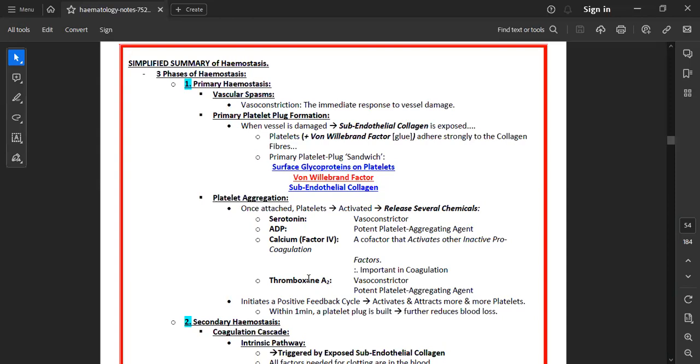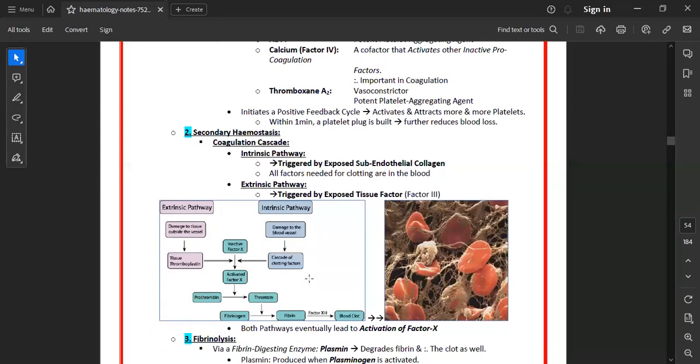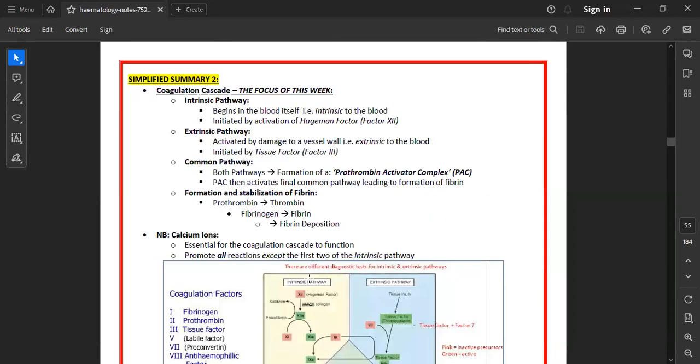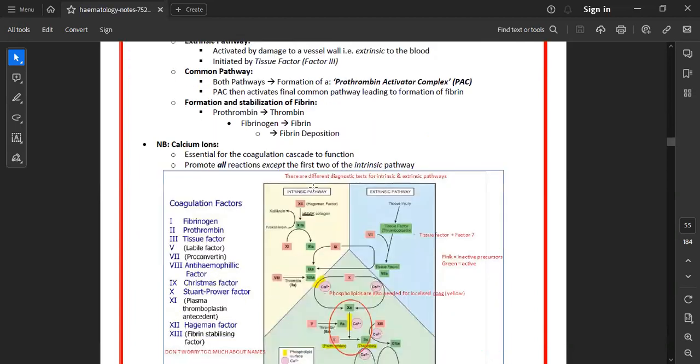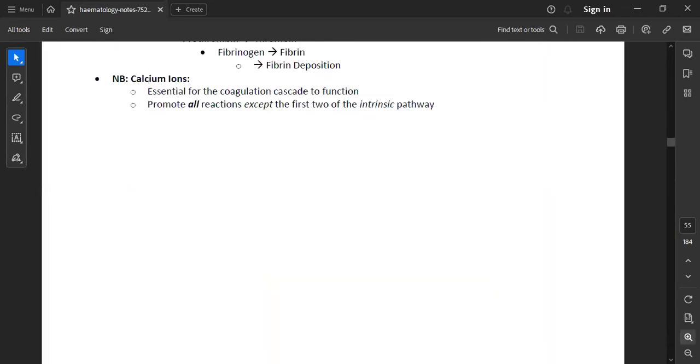The next thing is secondary hemostasis. Now it starts. This is the coagulation cascade. The coagulation cascade has 2 pathways. Sorry, 3. There's the intrinsic pathway and the extrinsic one. Both of them meet at the common pathway. It's like a Y shape. So let me try to zoom into this photo.